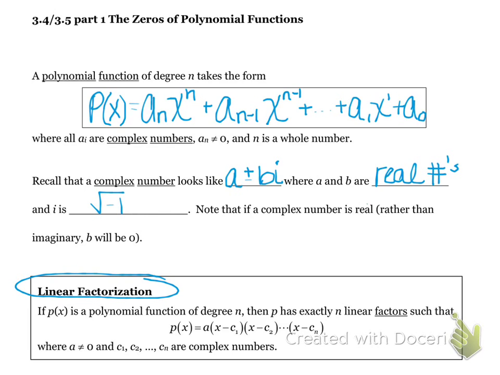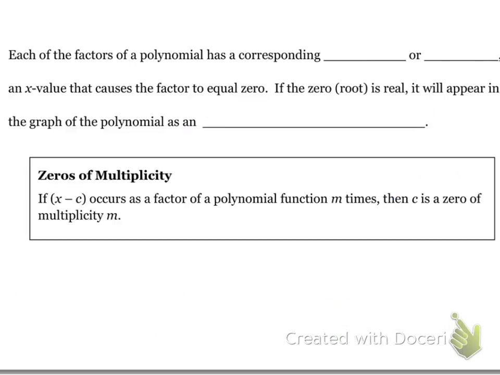So we're going to be doing some linear factorization. Basically what that means is that we take polynomial p of x, and it has exactly n linear factors such that they can all be written as linear factors. Notice how linear is part of this, so each of their degrees is going to be 1. Each of the factors of a polynomial has a corresponding 0 or root, an x value that causes the factor to equal 0. If the 0 or root is real, it will appear in the graph of the polynomial as an x-intercept.